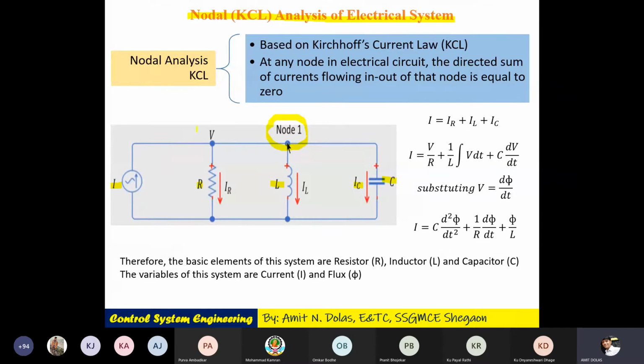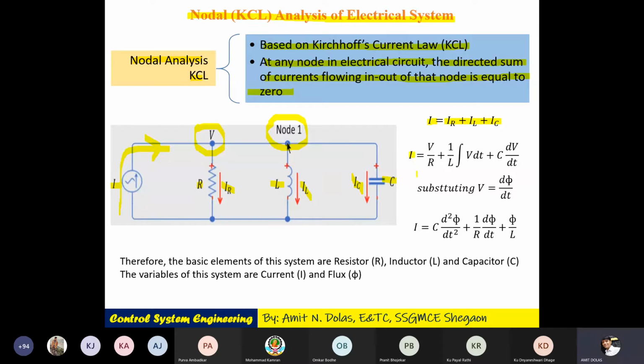It will generate a certain voltage if current is applied at this node. As the current is applied to this circuit by a current source I, it passes current through the resistance, IR, through the inductor, IL, and through the capacitor, IC. So nodal analysis is very, very easy. Based on Kirchhoff's current law, at any node in an electrical circuit, the directed sum of currents flowing in and out of that node is equal to 0. Similarly, we write that I is equal to the sum of all three currents, the resistor, inductor and capacitor currents.